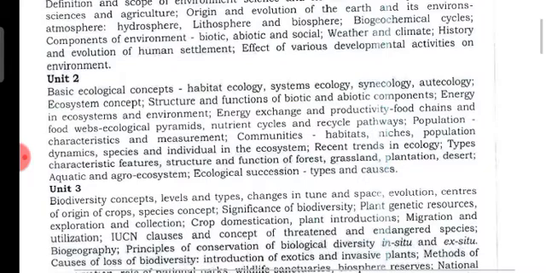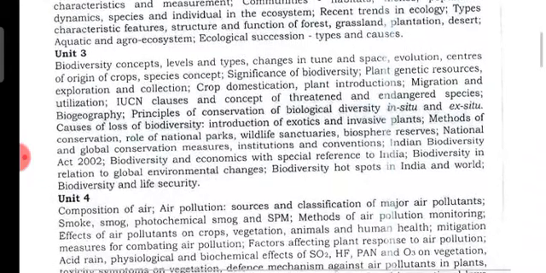species and individual of the ecosystem, recent trends in ecology, types and characteristics, features, structure and functions of the forest, grassland, plantation, desert, aquatic and agro ecosystem, ecological succession, types and causes. Third unit is biodiversity concept.